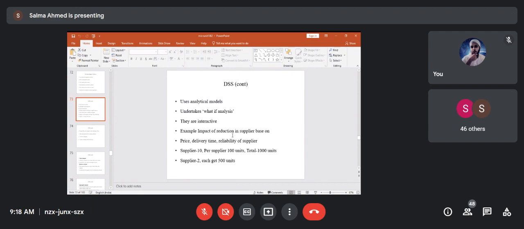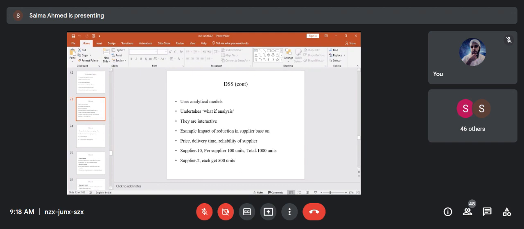So what I do is, in my system, in my DSS, I set a relationship between the number of suppliers and the price, and a relationship between the number of suppliers and the delivery time. So I vary the supplier. Supplier becomes my independent variable. I can make it 10, I can make it 5, I can make it 2. And price or delivery time becomes my dependent variable.